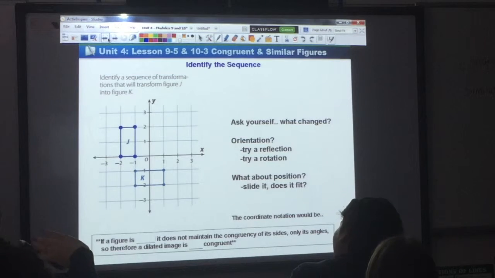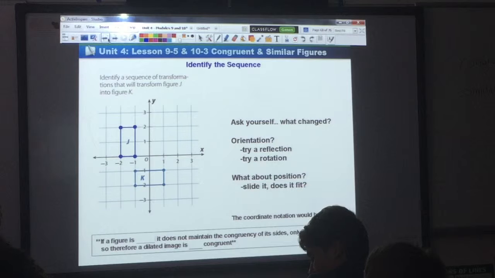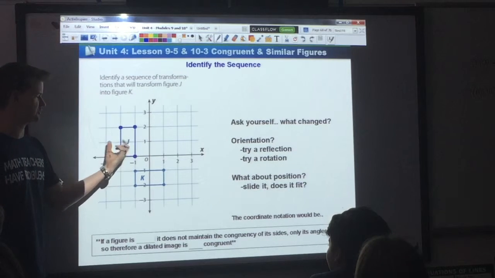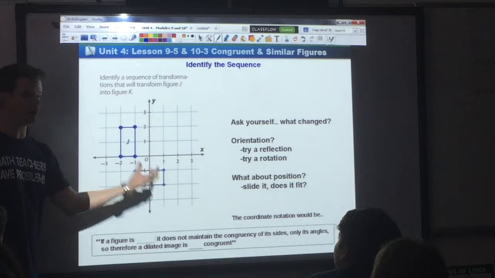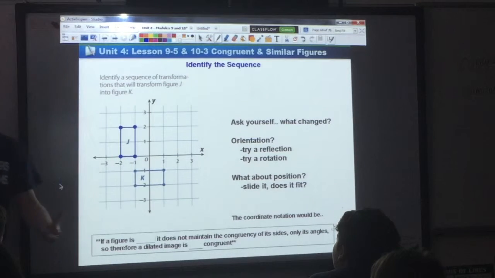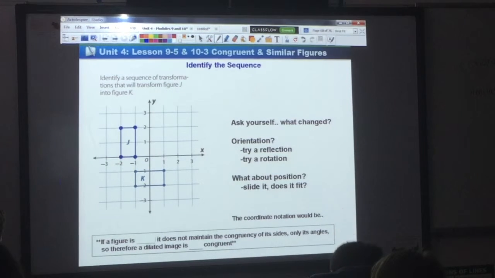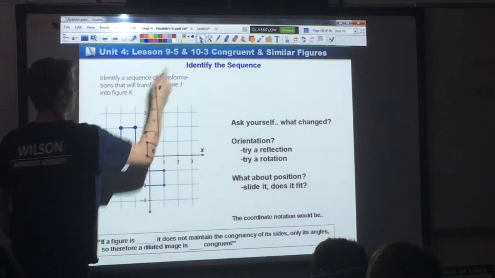So we always try to deal with orientation first, just like the alphabet, O comes before P. So we got to figure out how to get that figure orientated correctly. We're starting with J, and we're trying to transform it into K. So obviously the orientation needs to be fixed. Rotation or reflection? What do you think would fix this orientation? A reflection, okay? So tell me, how do you want to reflect this figure?